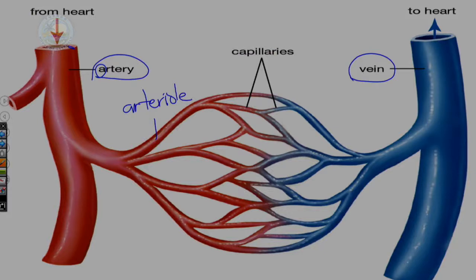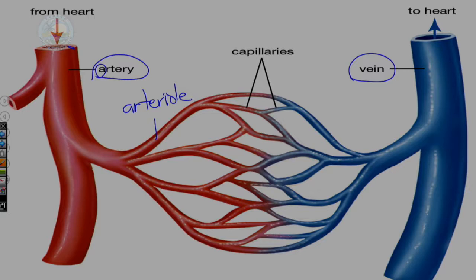So we have two major blood vessels. We have arteries, which carry blood away from the heart. And I like to tell my students A for arteries and A for away. So arteries take blood away from the heart in all cases. And then we have veins. Veins carry blood towards the heart.